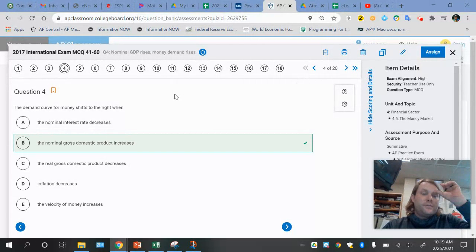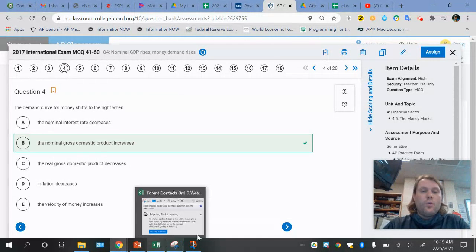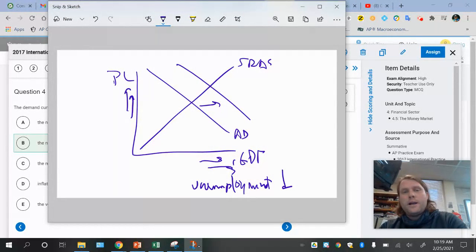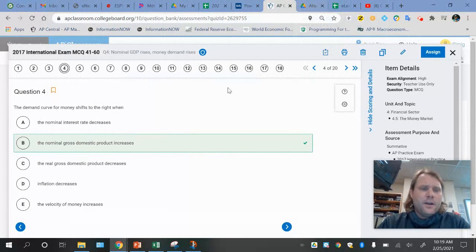Demand curve for money shifts to the right. Our demand curve for money is going to shift to the right when we start consuming and producing more stuff. So I'm going to use this same graph here. We're going to start buying more stuff. Anytime we start buying more stuff, that means we're going to borrow more money. Again, as businesses rush to start businesses due to the higher demand for output, that's going to make us want to borrow more money.